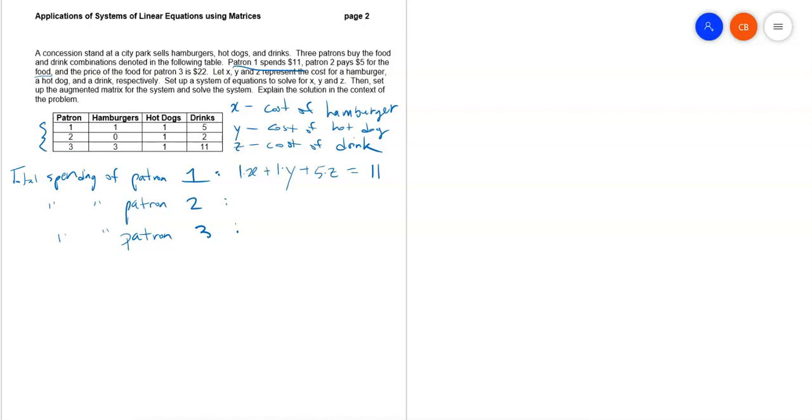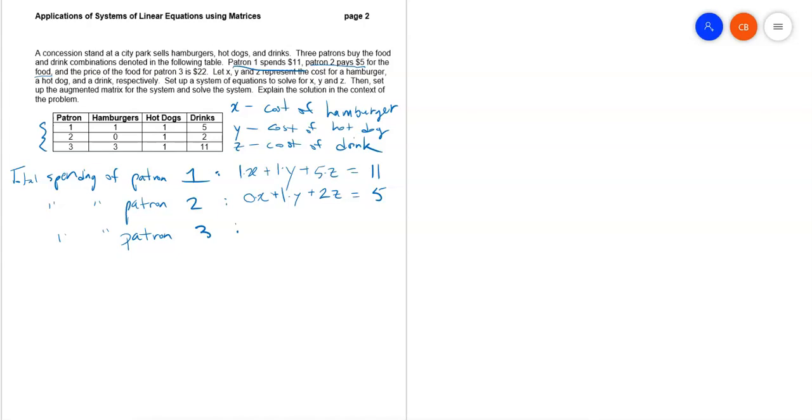So let's see about patron 2. Patron 2 did not buy any hamburgers, so the amount that he spent on hamburgers is just 0. He spent 0 on hamburgers. Another way to think of it is basically 0 times X. He bought 0 hamburgers that each cost X, so when we multiply these, he will have spent $0 on hamburgers. And then he also got 1 hot dog, the same as patron 1, and then he got 2 drinks, so 2Z. And then how much did patron 2 spend? Patron 2 only spent $5 in total.